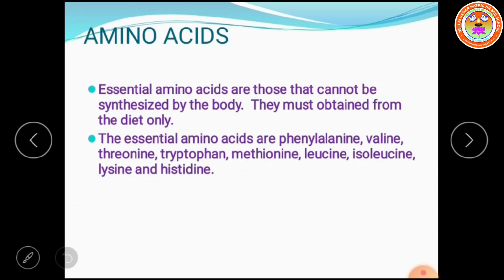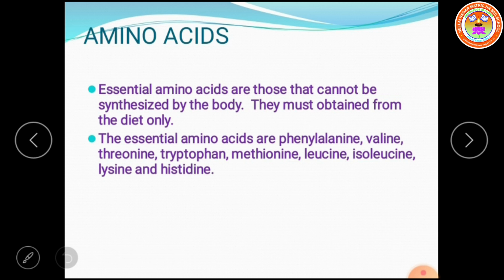Proteins are made up of amino acids, we said. What are amino acids? Amino acids are organic substances. They are the constituents of proteins. There are 20 different amino acids found. Amino acids are categorized into two groups: essential amino acids and non-essential amino acids.